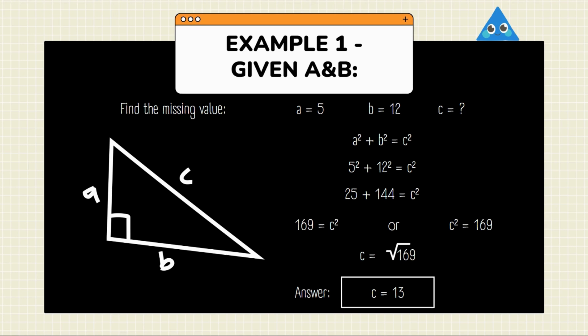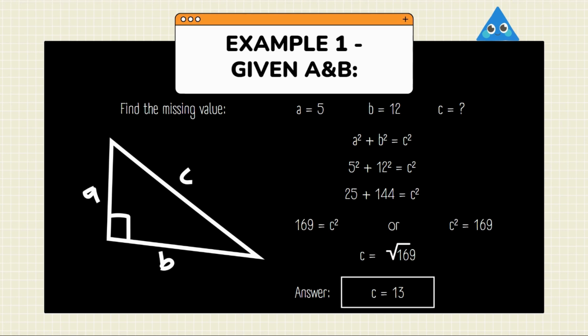So 169 equals c squared, or c squared equals 169. You can flip it around, it means the same thing. So now why do you have to square root it? Because square rooting is the opposite of squaring. So if you got the answer as c squared equals 169, it's not the final answer, but you're still right. C squared does equal 169 in this example. You just have to simplify further by square rooting that 169 and square rooting the c squared, because if you square root on one side, it also applies on the other side.